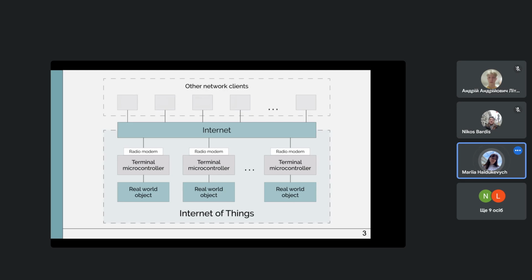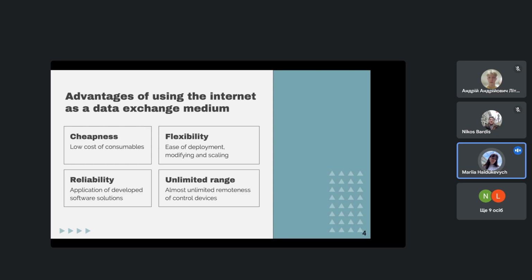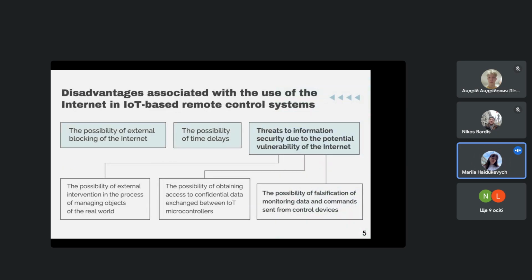The basic idea of the Internet of Things concept, as illustrated on slide 3, is to use the network as a data exchange environment in remote control systems for real-world objects. This creates a number of advantages, which are shown on slide 4. At the same time, there are risks associated with the use of the Internet in remote monitoring and control systems, and the main ones are presented on this slide.